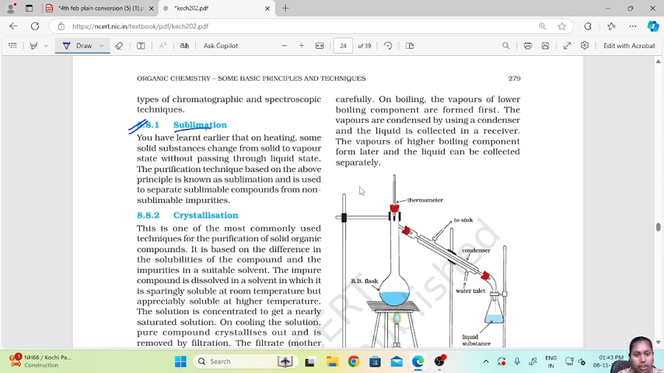The purification technique based on the above principle is known as sublimation, and it is used to separate sublimable compounds from non-sublimable impurities. This technique is basically used for separation of those compounds which can directly be converted from solid to a gaseous form, if the impurities present in them are non-sublimable. If the impurities don't convert from solid to vapor without converting into a liquid state, in that case you can use sublimation for your separation.